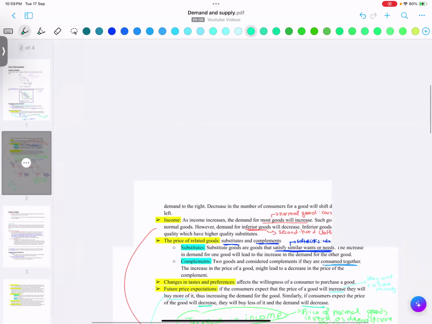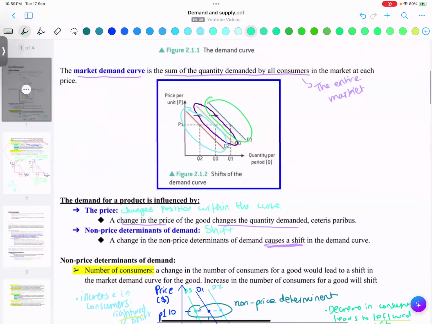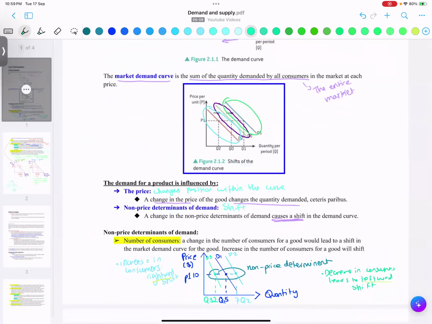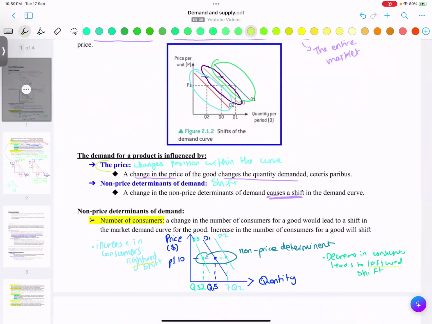Keep in mind for the price, you just have to think about how the demand will be affected, basically when the demand curve shifts to the right or to the left. Just remember that when it is the price itself changing, it's just the position within the curve, so you have point A, point B. But when it's a non-price determinant of demand, then it will shift either right or left.